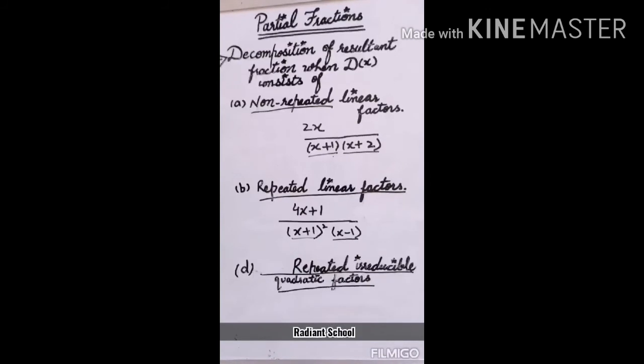The fourth type, the D type, is repeated irreducible quadratic factors. Suppose you have a fraction of this type, (x square plus 1) whole square (x minus 1). The only difference is that now the factor can repeat. Which type of factor must be there? Irreducible quadratic factor. You can see inside the bracket, x square plus 1 is irreducible. Further it cannot be solved, no formula can be applied. x square plus 1 is an irreducible and quadratic factor as well, because x has highest power 2.